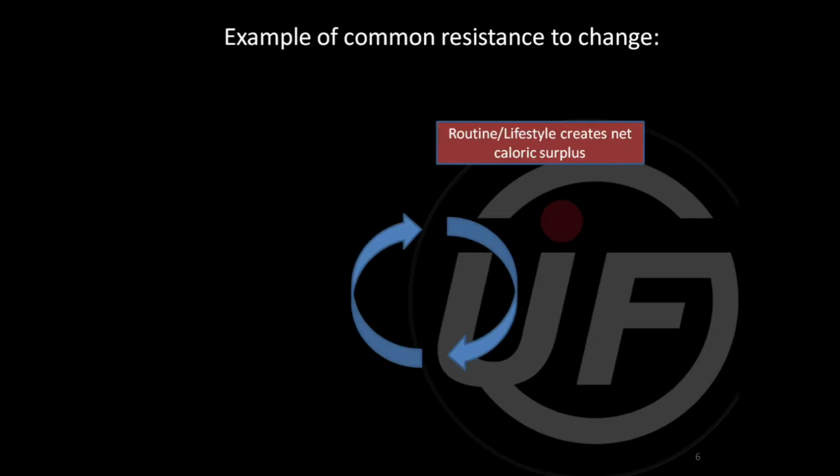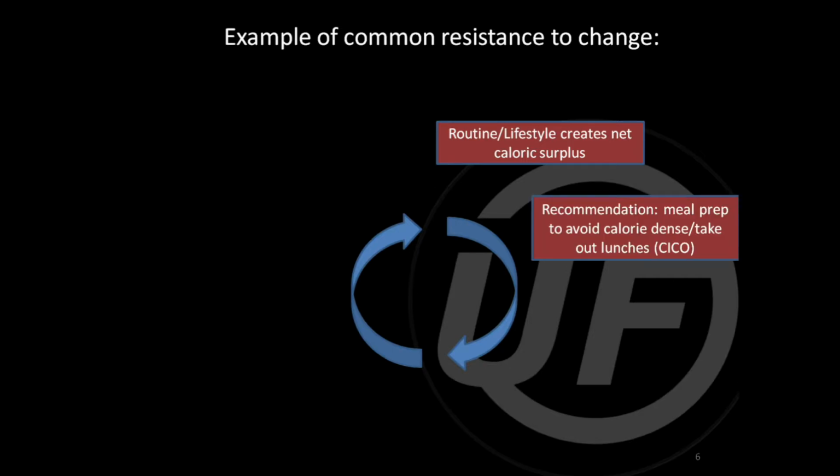All right, so here's a common example of resistance to change, and I do mention meal prep. So someone's routine or lifestyle creates a caloric surplus. That means they're gaining weight. My recommendation might be, let's look at meal prep to avoid calorie-dense foods at lunches. So this person hypothetically overeats at lunches. They go out with their colleagues, they get a kebab every day, chips. It's not very nutritious and it's very calorie-dense.